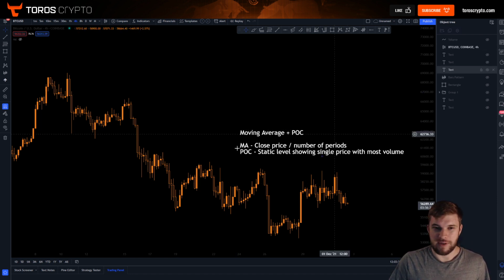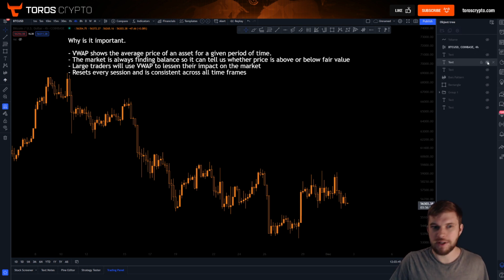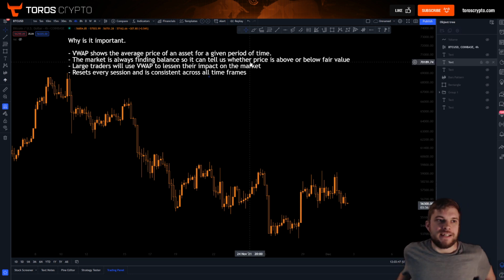So I like to think of the VWAP as a cross between these two, taking the best bits of both and putting it into a really strong indicator that you can use on your chart. Okay, so why is it important?